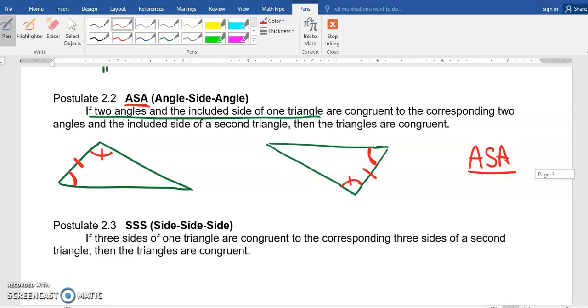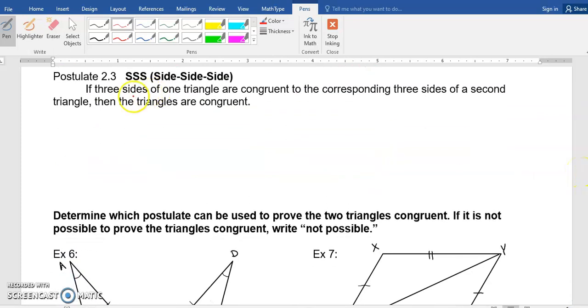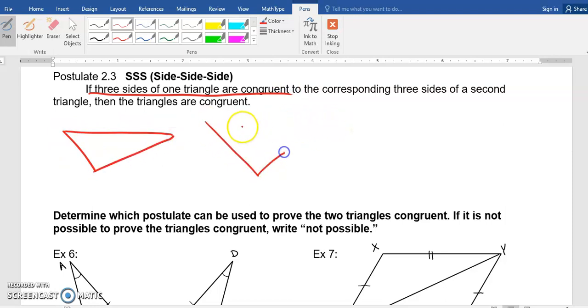A third way is side, side, side. If you know that all 3 pairs of corresponding sides are congruent, the angles will fall into place. I feel like I always draw triangles exactly the same way. I'm drawing random triangles. If I know these are congruent, and these are congruent, and these are congruent, then the triangles are congruent. The angles will fall into place if the 3 pairs of sides are all congruent.